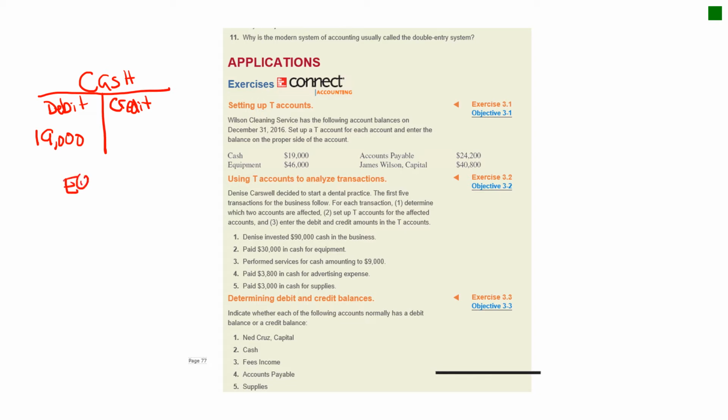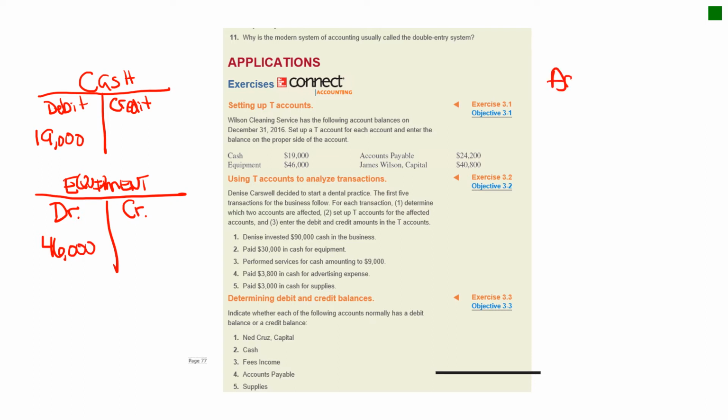So then I would do the same thing for the equipment. I'm going to write my T account, and again, remember there's an abbreviation for debit. It's actually DR, so that's easier to write. And then for credit, it's CR. Equipment is also an asset which increases on the debit side, so I'm going to go ahead and put the balance on the debit side for that one.